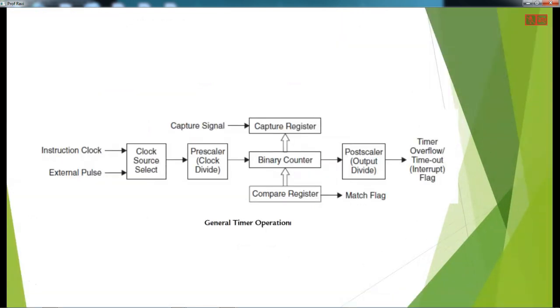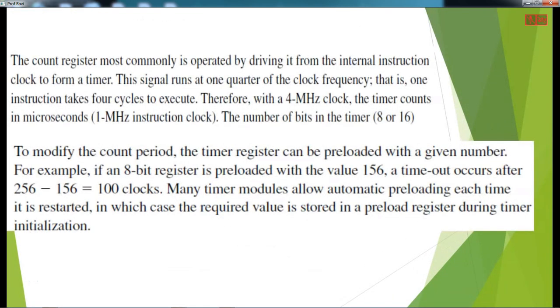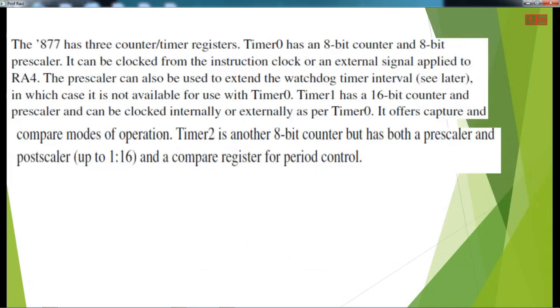16F877. It has 3 counters or timers: timer 0, timer 1 and timer 2. Timer 0 is an 8-bit counter, timer 1 is a 16-bit counter, and timer 2 is an 8-bit counter with prescaler and postscaler facility. How it can be used to generate a PWM signal is what you can go through. A number of examples are available.